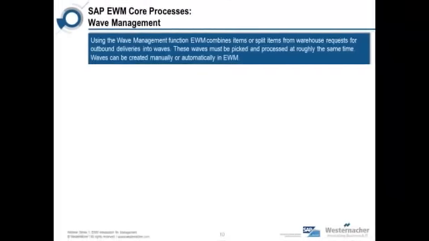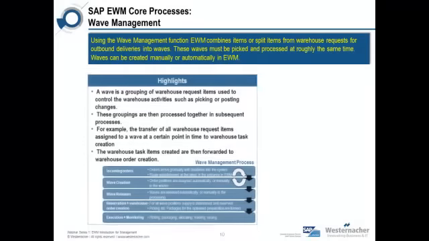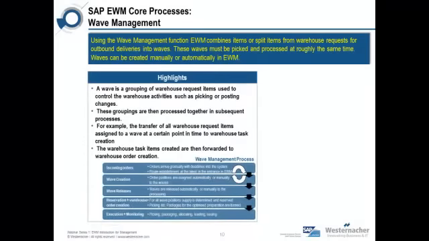The next core process is wave management. Using the wave management function, EWM combines items or splits items from warehouse requests for outbound deliveries into waves. These waves must be picked and processed at roughly the same time. Waves can be created manually or automatically in EWM. A wave is a grouping of warehouse request items used to control the warehouse activities such as picking or posting changes. These groupings are then processed together in subsequent processes. For example, the transfer of all warehouse request items assigned to a wave at a certain point in time to warehouse task creation. The warehouse task items created are then forwarded to warehouse order creation.